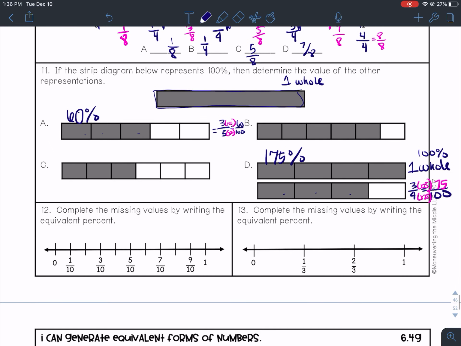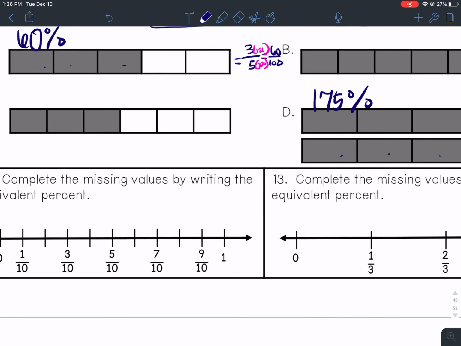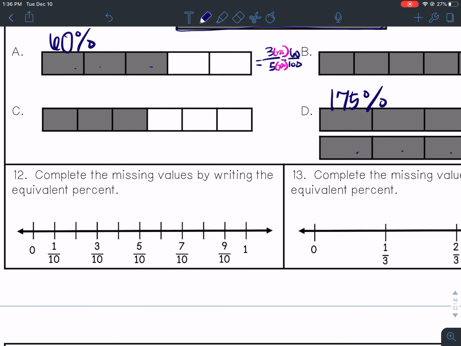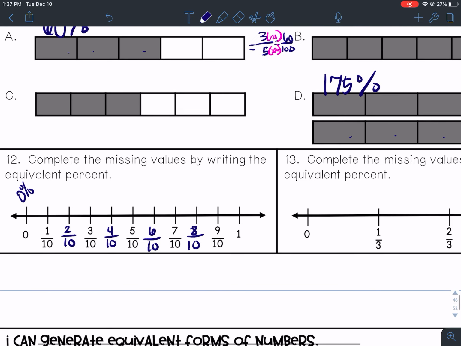Let me go down to the next one. Complete the missing values by writing the equivalent percent. So I'm going to see 0 is 0%. So I know this right here, if this is 1/10, this is 2/10, 3/10, this is 4/10, 5/10, 6/10, 7/10, 8/10, 9/10, and 1. So this right here is my 100%.